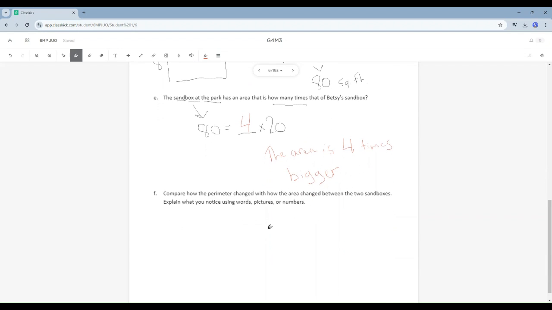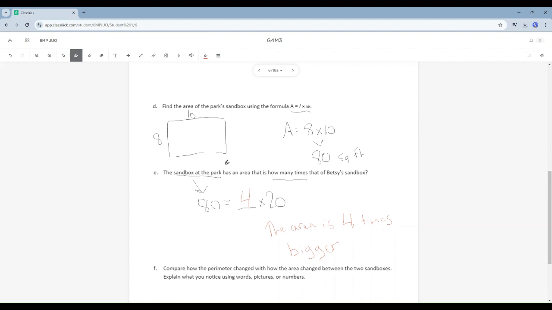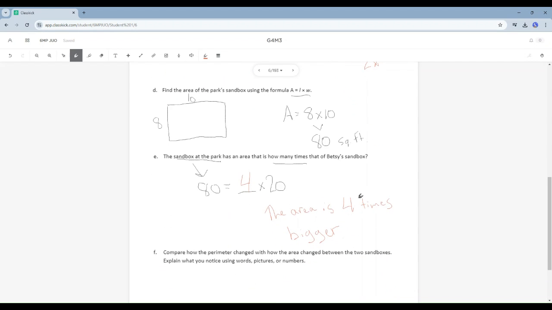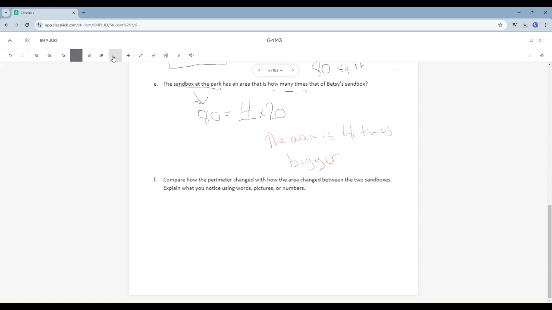Letter F says compare how the perimeter changed with how the area changed between the two sandboxes. Explain what you notice using words, pictures, or numbers. So in letter C, we found the relationship between the two perimeters, and we said it was twice, or twice being 2 times as much. But my area is 4 times bigger. So we're going to go ahead and we'll put that into words here.